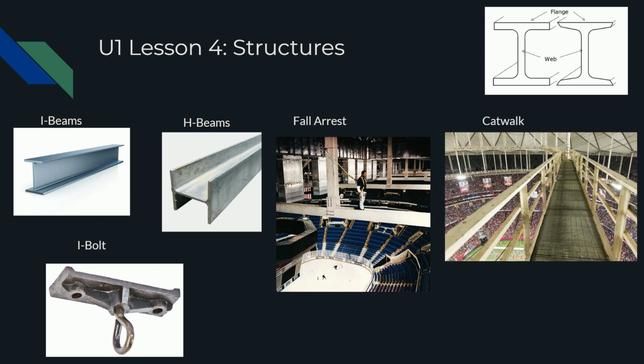The next one is an H-beam, which is basically an I-beam, but just on its side. You see how it looks like a capital H? These are also ones that you walk on. It's a little easier because you have these flanges on the side. You see where it says flanges, and you walk on the web. So it's a little easier to maneuver on H-beams than it is on an I-beam.